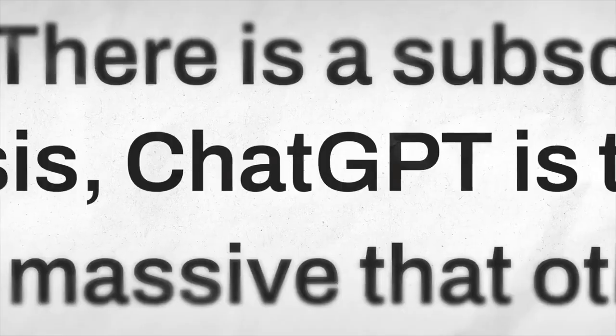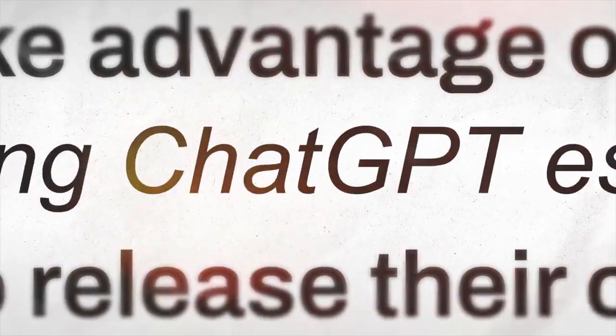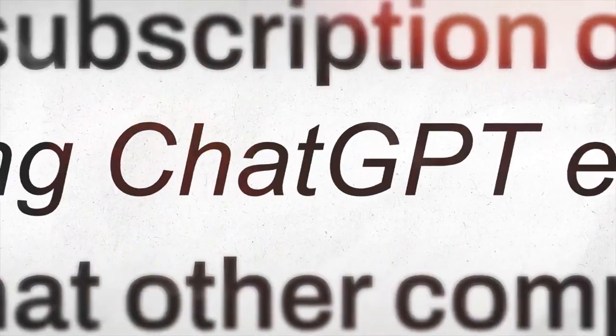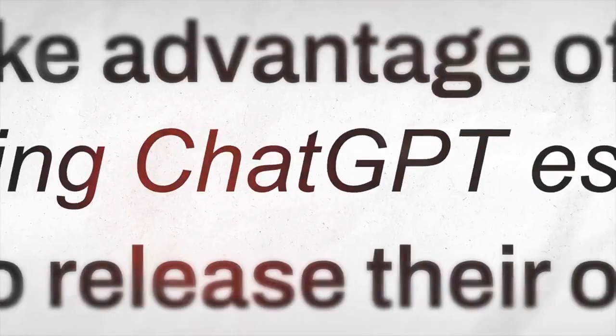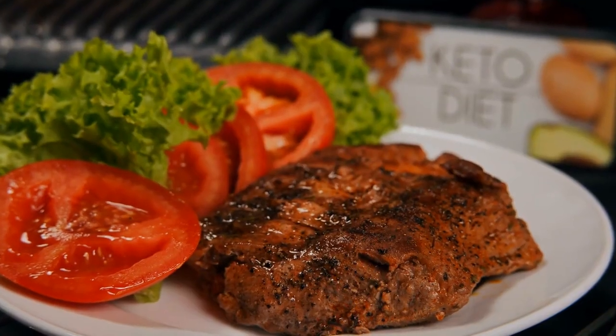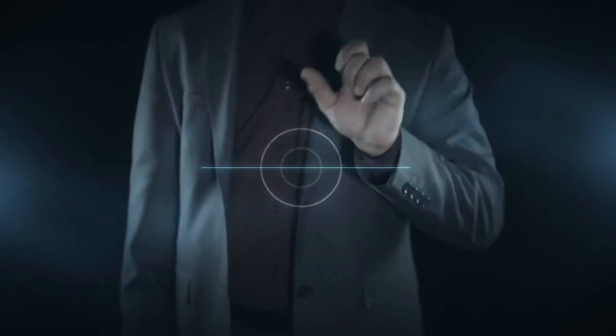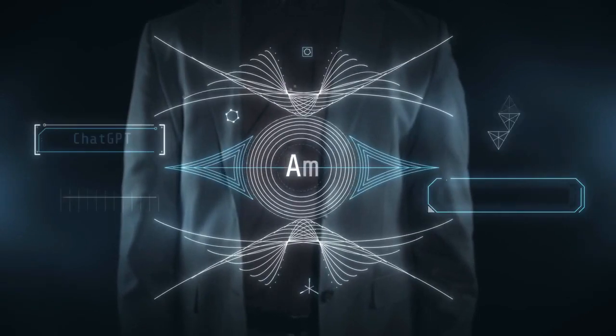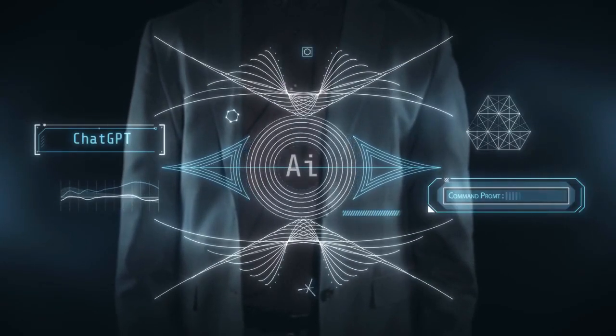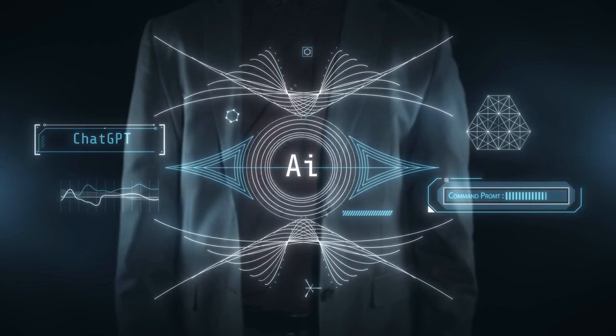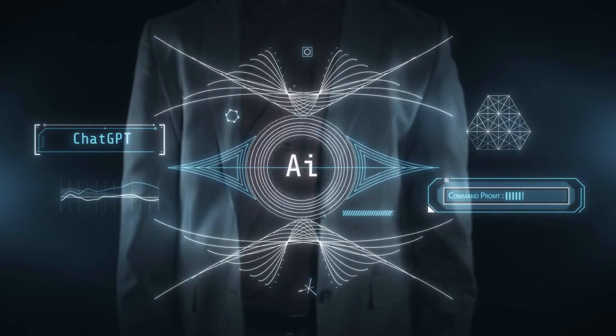Creating a report with ChatGPT is pretty straightforward, but to make it stand out, you'll need to put in some extra effort. Let's say you're working on a report about the keto diet. Start by giving ChatGPT a clear prompt, like "please create a report on the keto diet," or "I need an overview for the keto diet."